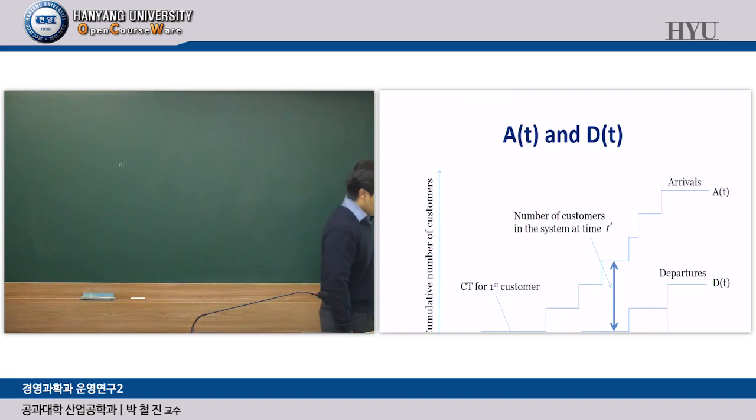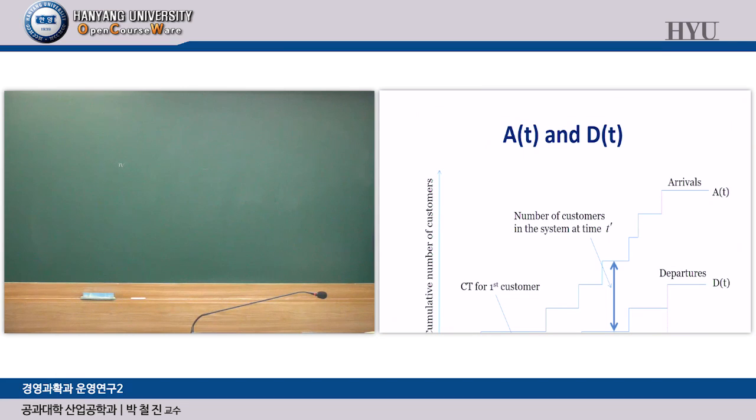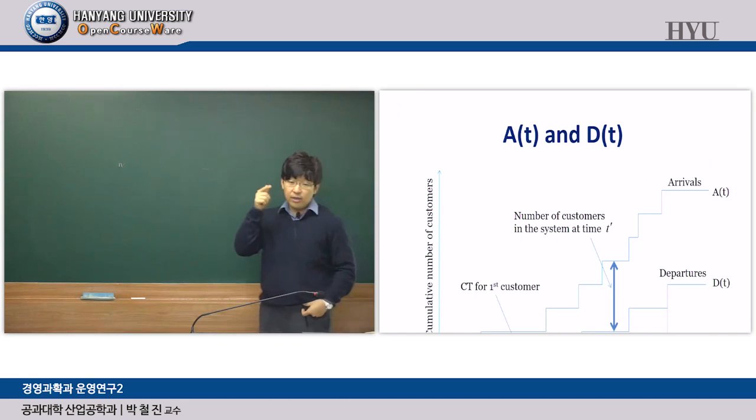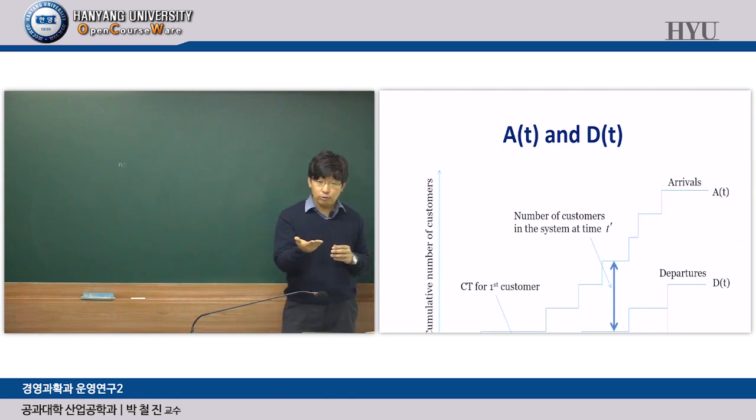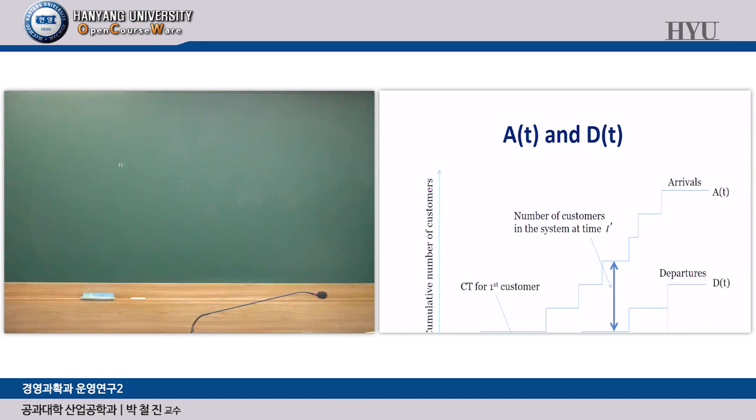Then if you try to draw a graph based on such measures A(t), D(t), you can imagine the system, like an ATM machine. At 8:02, someone arrives at the system, right? Then A(t) increases by 1 at that time, 8:02 AM, and we can keep track of the number of arrivals. Then A(t) increases as time goes on, right?